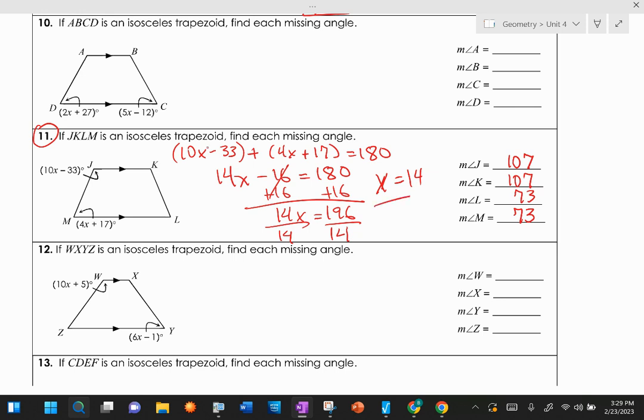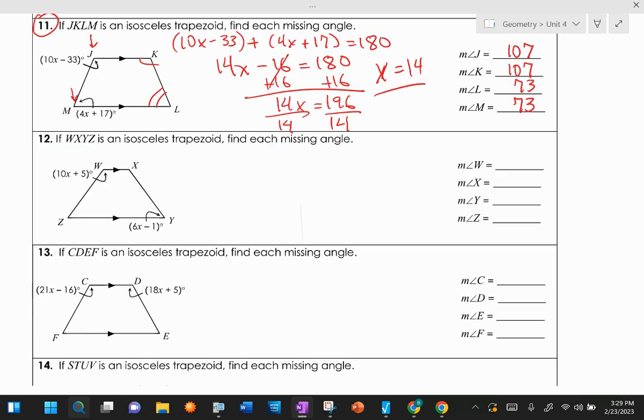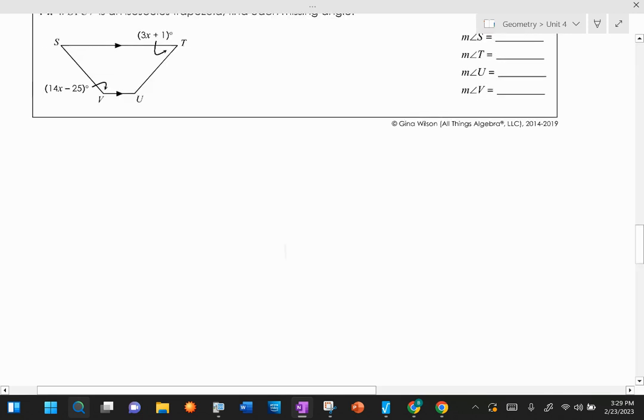So you're going to plug x into the other angles to find your measurements. How do I find the measure of angle K and angle L? Angle K should match J, right? Angle L should match M. We're going to move on to the next page because I think we're good on these.